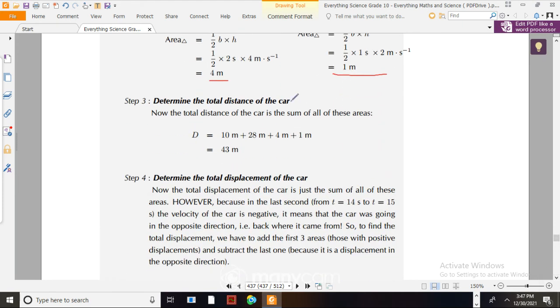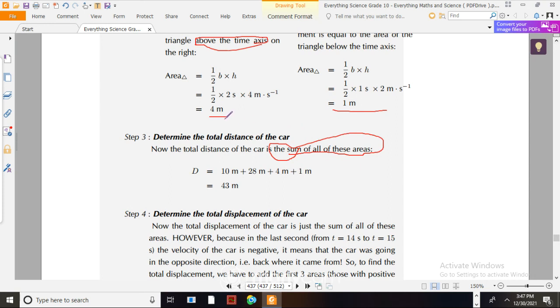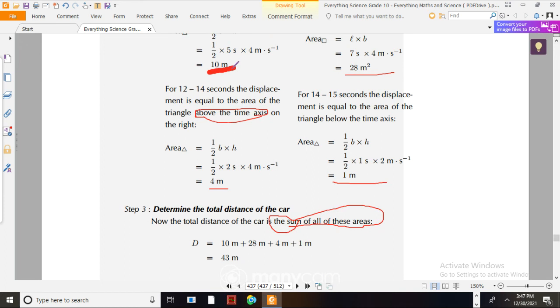So determine the total distance of the car. The total distance of the car is the sum of all areas. So 10 plus 28 plus 4 plus 1. Here is area 1, 10, plus the first triangle, the second rectangle, the third triangle, the fourth triangle, add up to 43 meters. Here is 43 meters.